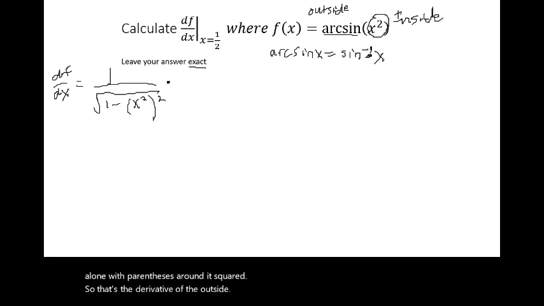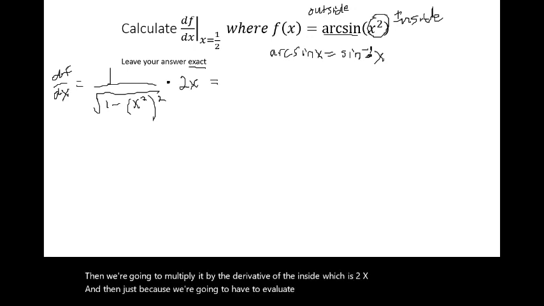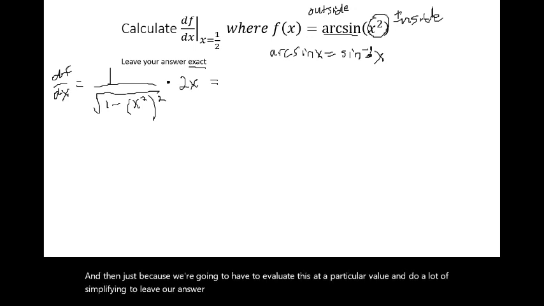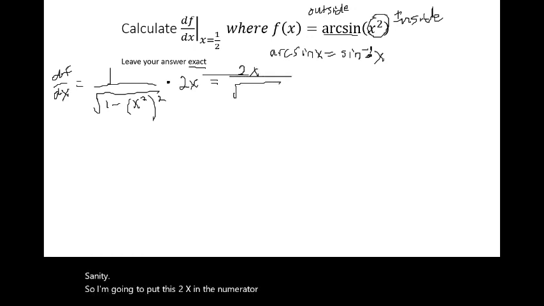Then we're going to multiply it by the derivative of the inside, which is 2x. And then just because we're going to have to evaluate this at a particular value and do a lot of simplifying to leave our answer exact, I'm going to simplify this a little bit just for the sake of my sanity. So I'm going to put this 2x in the numerator, and then in the denominator, this x squared, you can multiply the powers, it's x to the 4th.